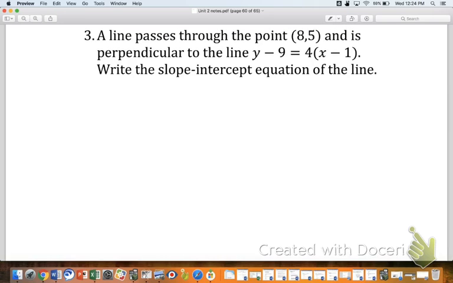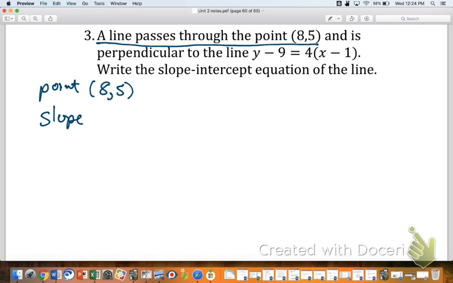Okay, so this one says, a line passes through the point 8, 5. I'll remind you again, what are the two things we've got to have? Slope and a point that's on the line. What do I have right now? I've got the point right now. There it is. So the point on my line is 8, 5. I also need the slope on my line.